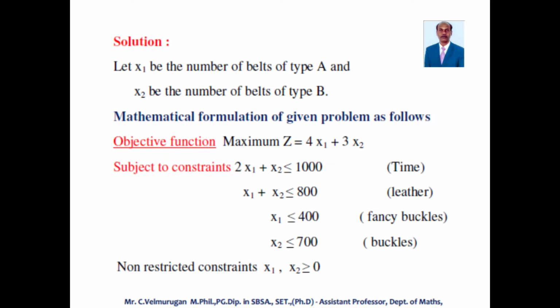So what are our non-restricted constraints? x1, x2 greater than or equal to 0, because our production is either nil, or if we have a production, it is a good one only. So here we can consider the greater than or equal to symbol.